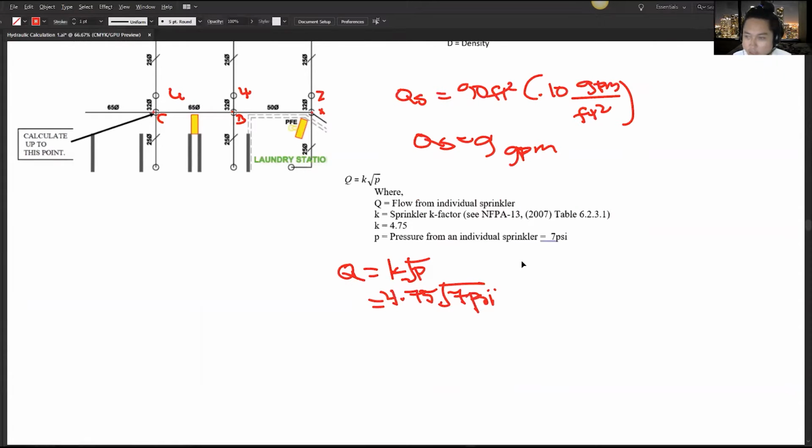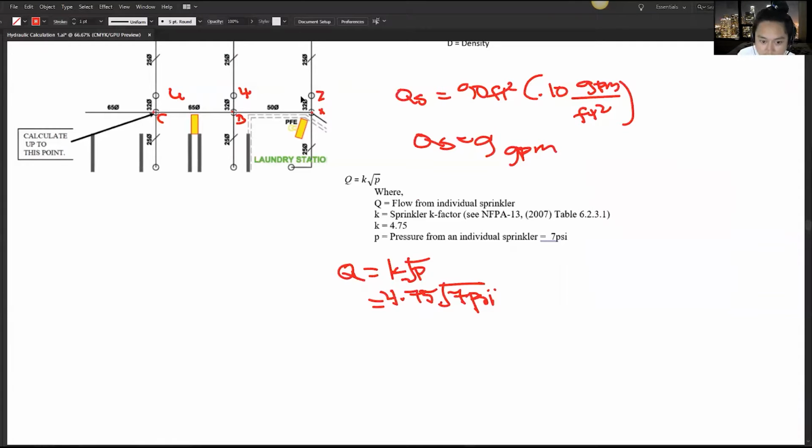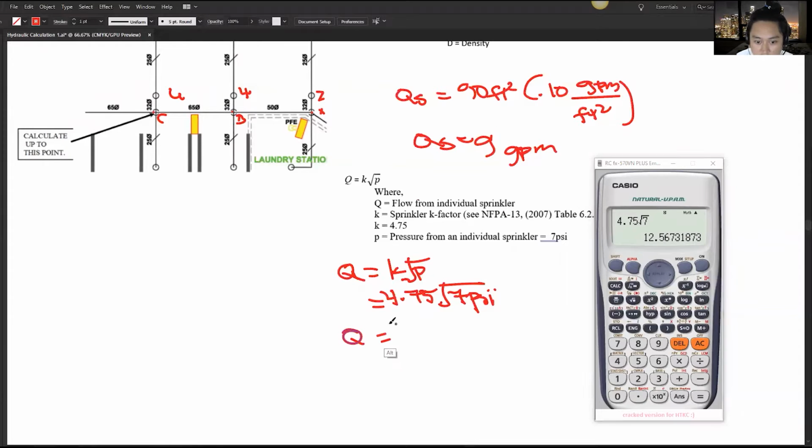So if we get our calculator, it's 4.75 times the square root of 7 psi. So that's 12.57. We put that here as Q. Oops, Q is equal to, how much was that again?